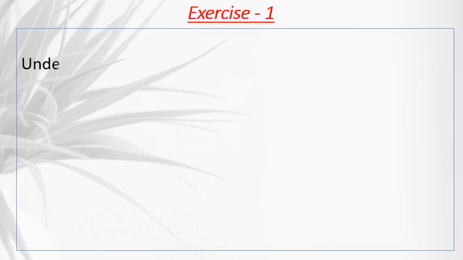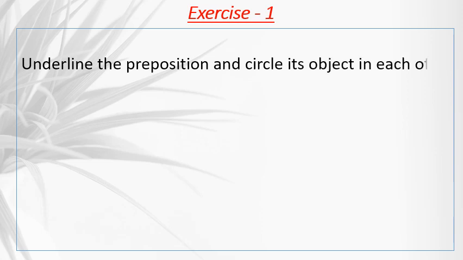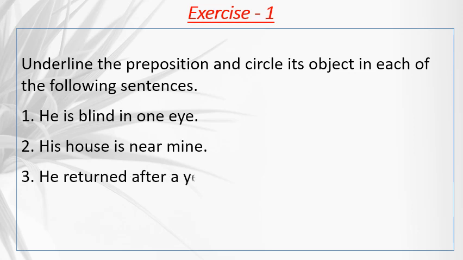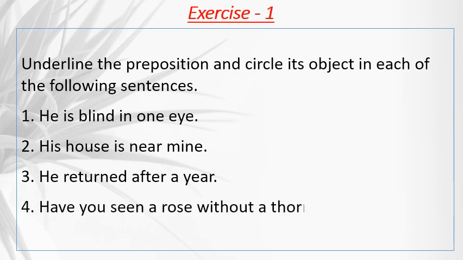So now let us see exercise number 1, which is on page number 66 and 67 in your book. Question is, underline the preposition and circle its object in each of the following sentences. Number 1, he is blind in one eye. Number 2, his house is near mine. Number 3, he returned after a year. Number 4, have you seen a rose without a thorn? Number 5, what are you looking at?